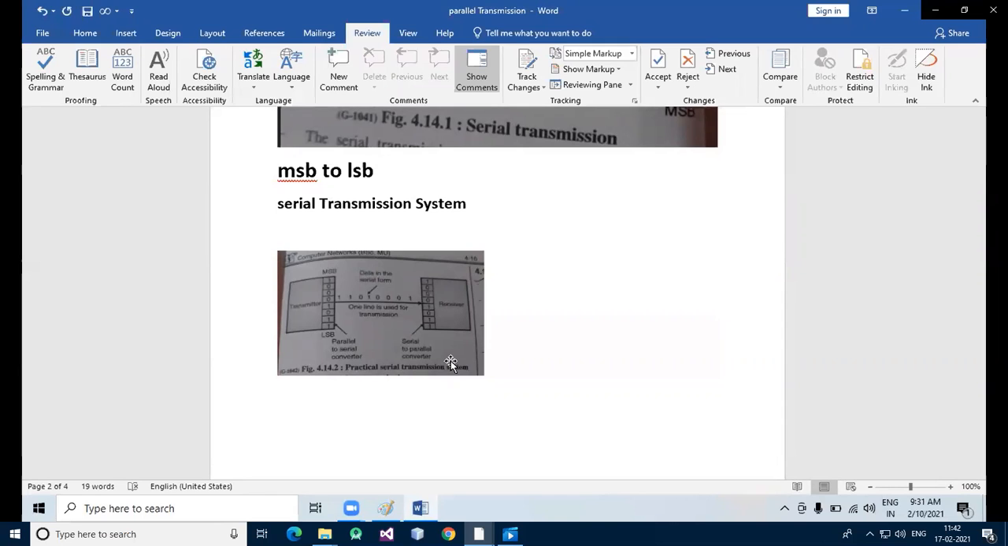Here, communication within a computer is parallel, so it is necessary to convert parallel data into serial data at the transmitter. At the receiver, the serial to parallel conversion is required. So this is a diagram of your serial practical transmission. Both the receiver and transmitter are computers here.